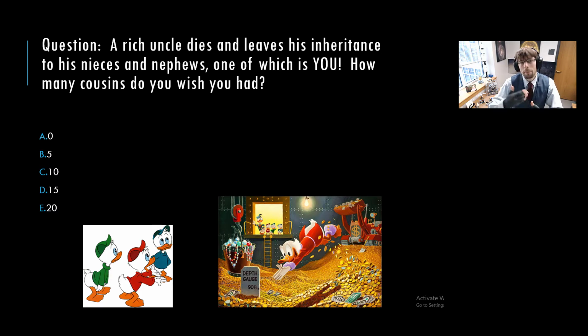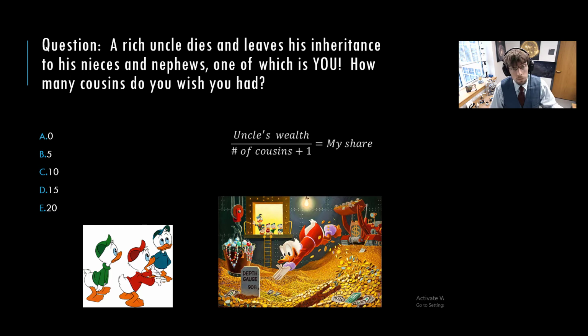Yeah. So, I mean, this just gets you thinking. And the issue is that most people would say, oh man, I hope that I have 0 cousins. And why is that? The less cousins you have, the more money you get, right? If you take your uncle's wealth and divide it by the number of cousins plus 1, don't forget that plus 1, that's you.